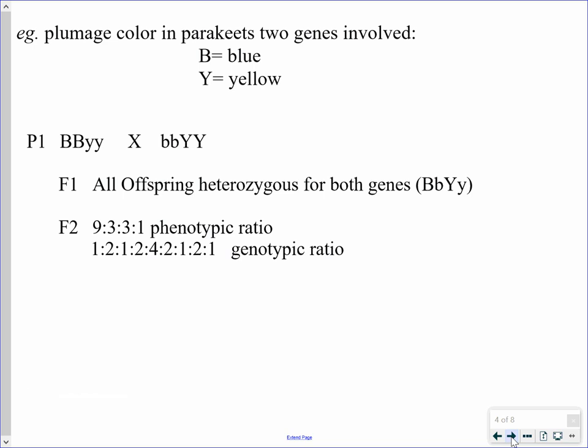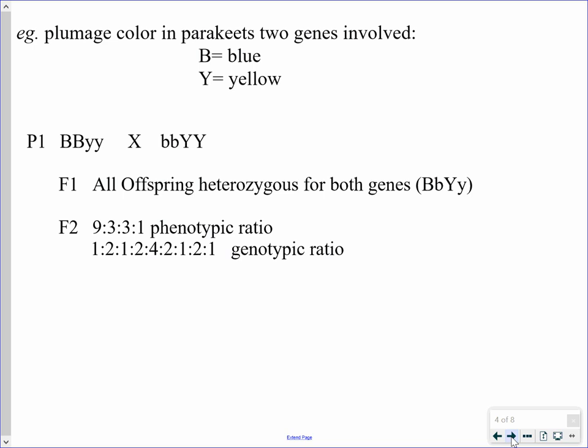So we'll take a look at another example here. This one is taking a look at the color in birds or parakeets. And again, there are two different genes that I'm going to talk about here. We'll just call them the blue gene and the yellow gene, because what they do result in is a set of instructions that either leads to the production of a blue pigment or a yellow pigment.